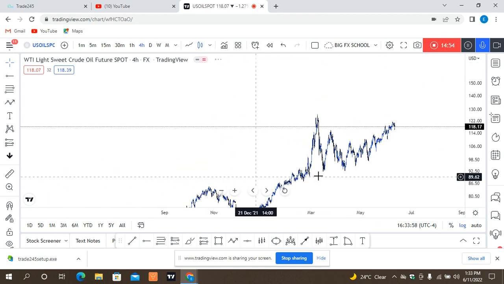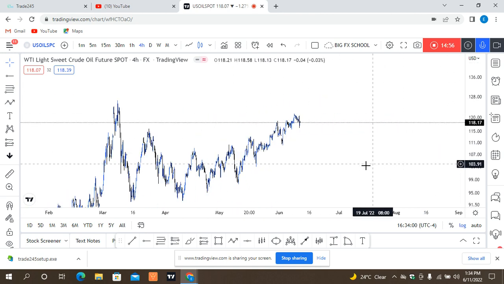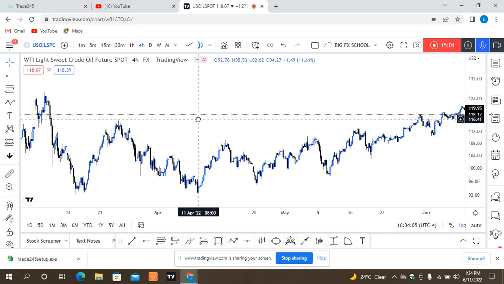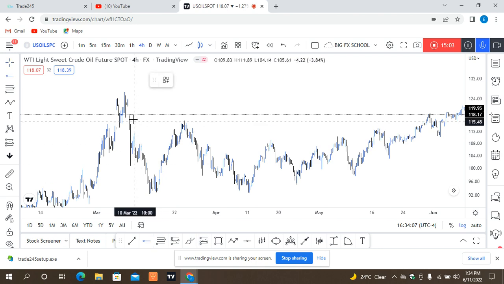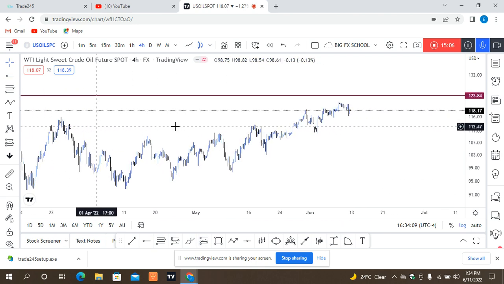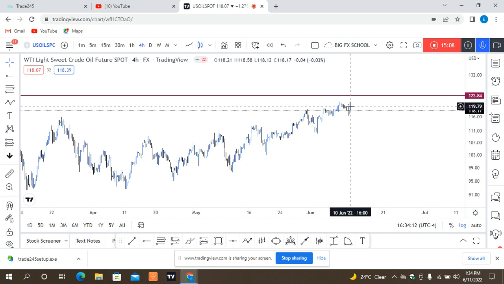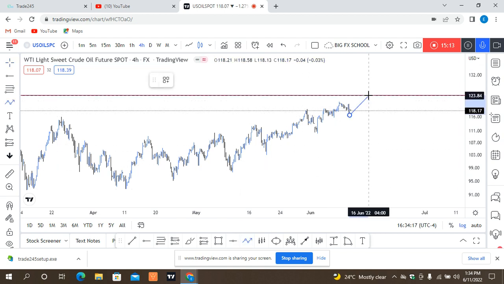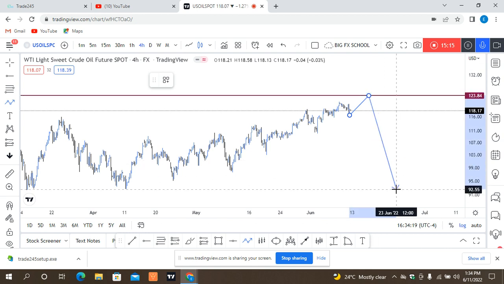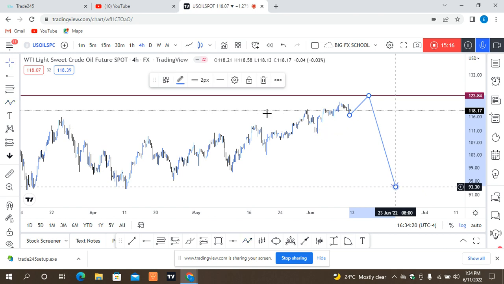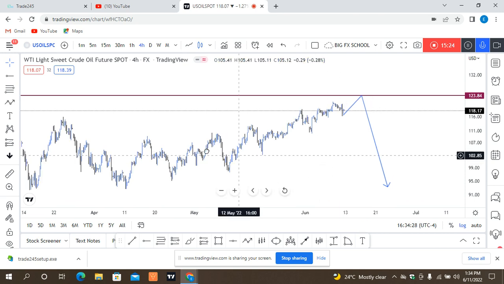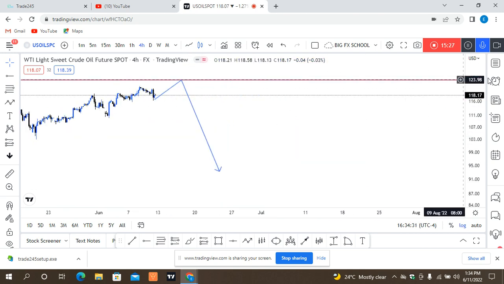US oil. It is at the good zone as I predicted before, but it must touch there to the upside before dropping down. So it's better to wait for the market to touch the level to the upside before we go for short. Okay.